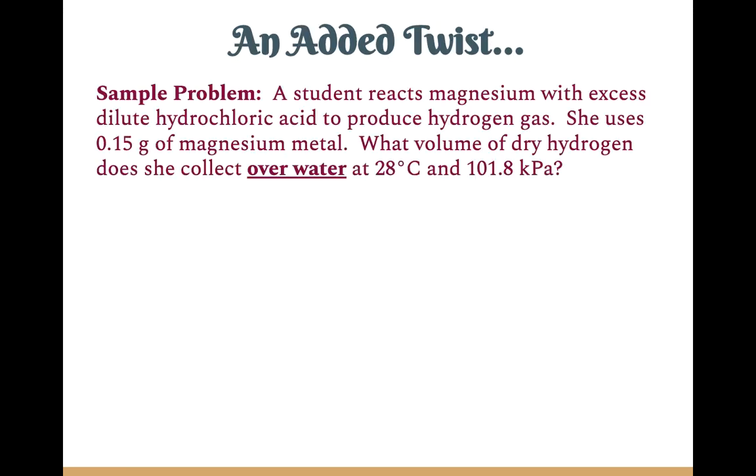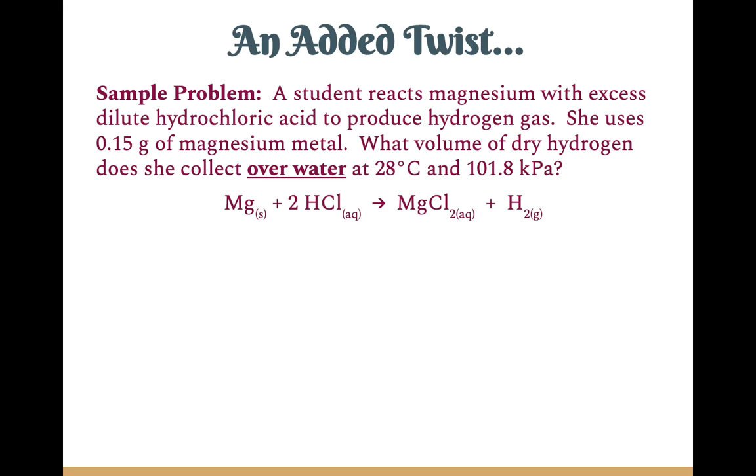So let's look at a sample problem where this becomes important. A student reacts magnesium with excess dilute hydrochloric acid to produce hydrogen gas. She uses 0.15 grams of magnesium metal. What volume of dry hydrogen does she collect over water at 28 degrees Celsius and 101.8 kilopascals? So that's the key words, over water. If you see those, that tells you you need to account for the partial pressure of water.